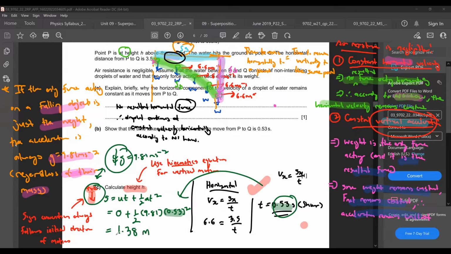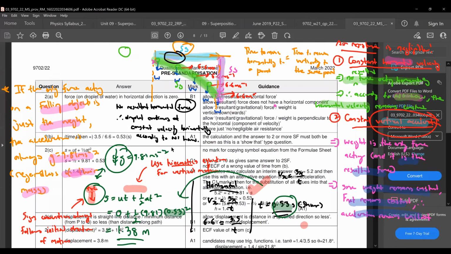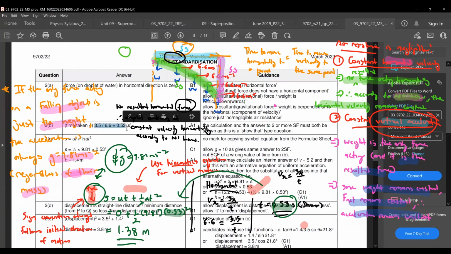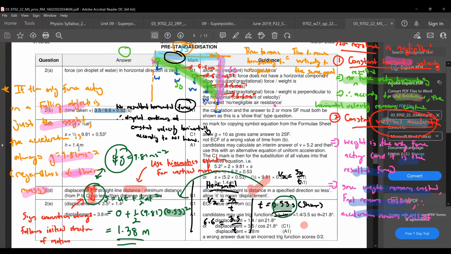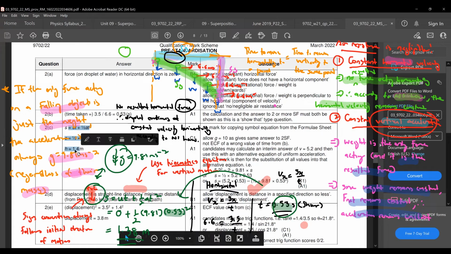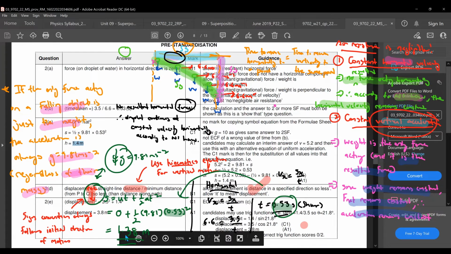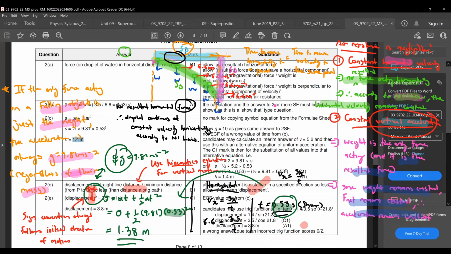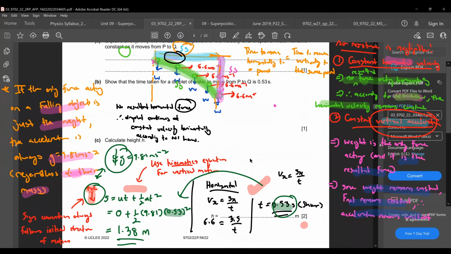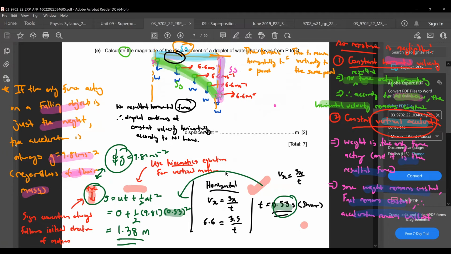Okay, so this is your answer. Let's just check the answer. Yeah, time taken 3.5 divided by 6.6 equals 0.53. Then after that, you use s equals ut plus half at squared. You're going to get 1.4 meter. This is in 2SF. At 3SF it is 1.38 meter. So you're going to get the answer here. Simple as that. Then after that, you move on to the next one.